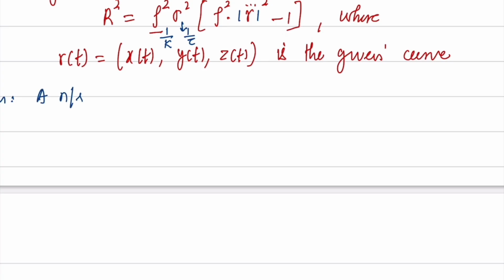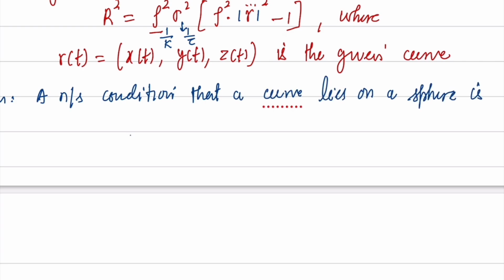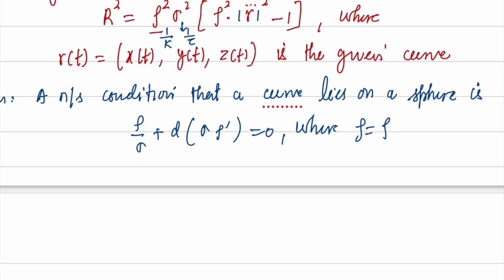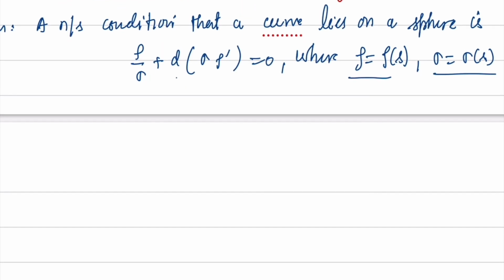A necessary and sufficient condition that a curve lies on a sphere is that rho divided by sigma plus the derivative of sigma rho dash is equal to 0, where rho is the radius of curvature. This is defined as a function of arc length s, and sigma is equal to sigma of s, which is again a radius of torsion. It is defined as a function of arc length. And in this derivative, we take the derivative of sigma into rho dash with respect to s.